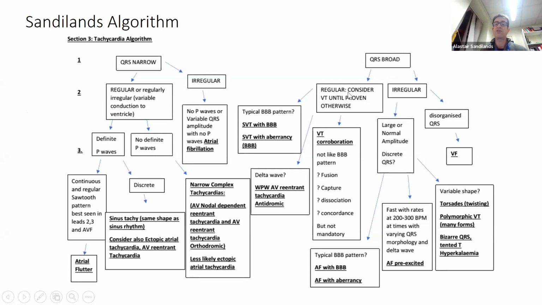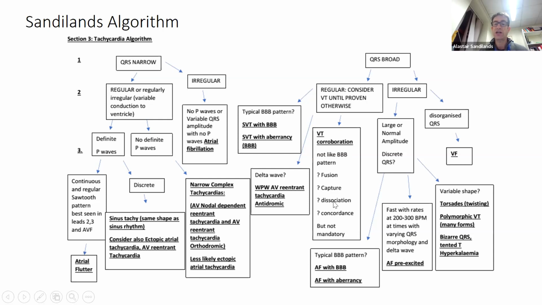We ask ourselves, is the rhythm regular or irregular? If it's regular, then we must think it's VT, but we have to prove it otherwise because VT can be dangerous. Okay, but regular broad complex tachycardias might not be VT. If we do think it's VT, can we corroborate? Can we say, okay, this is more likely to be VT if there is a pattern that's not like bundle branch block? So look at V1. Is there fusion? Is there capture?